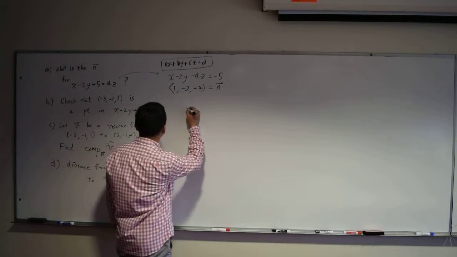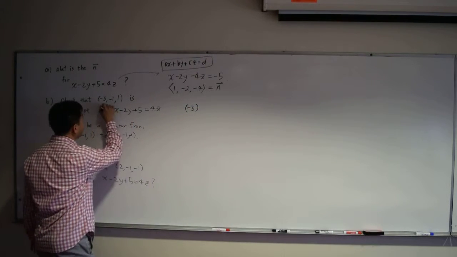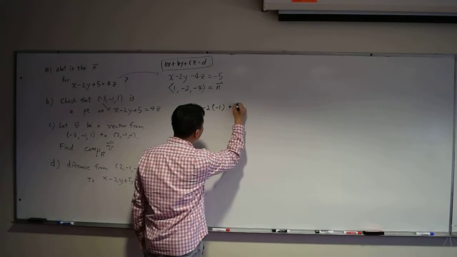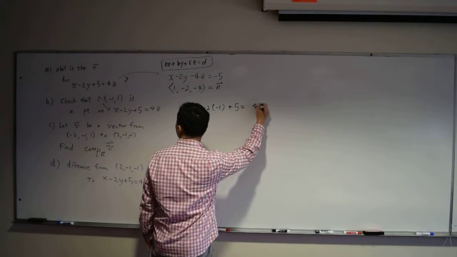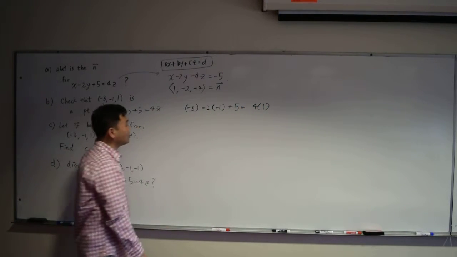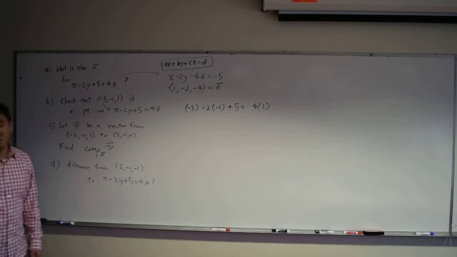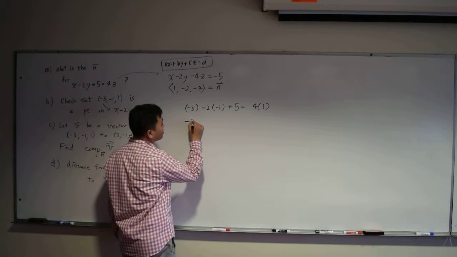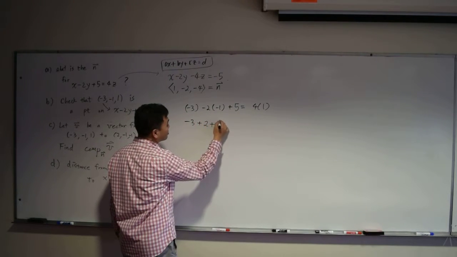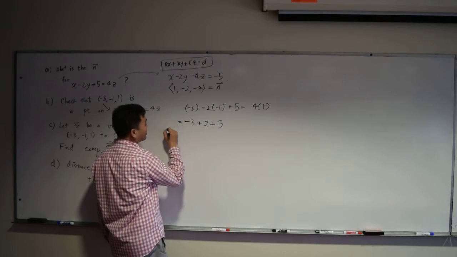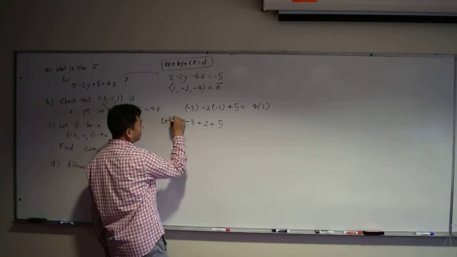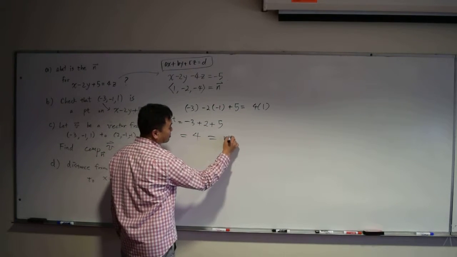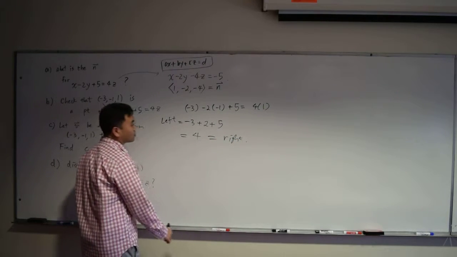So you have negative 3 plugged into x, minus 2 times negative 1 plugged into y, plus 5 times 1 plugged into z. And let's cross our fingers that this equal sign indeed holds. This is negative 3 plus 2 plus 5. So the left side is equal to 4. That's exactly the right side, right? So it does work. Check.